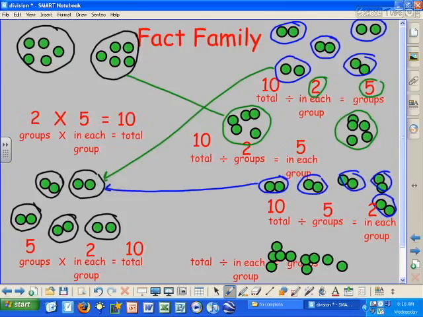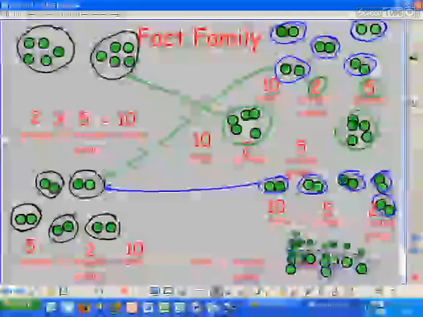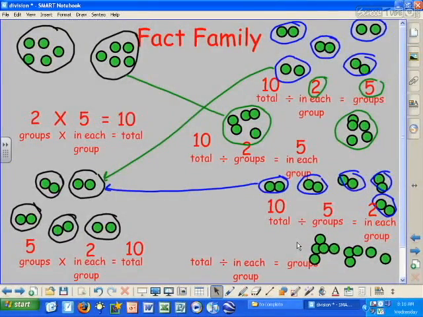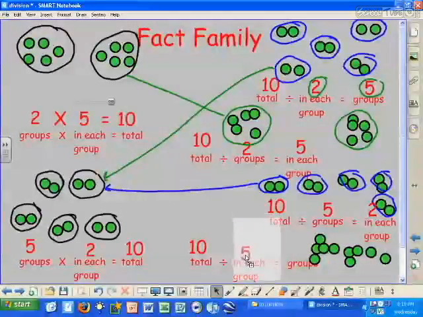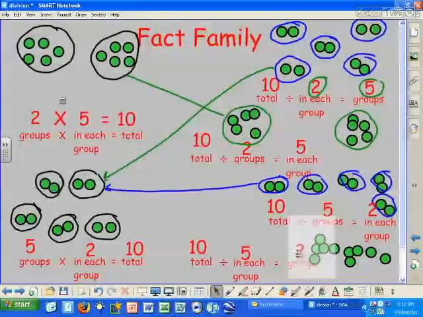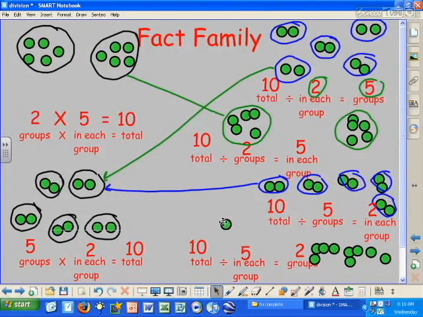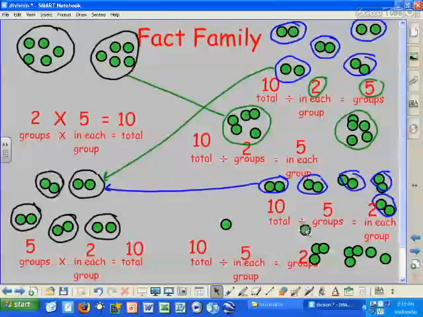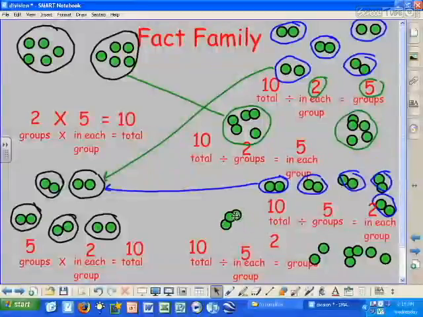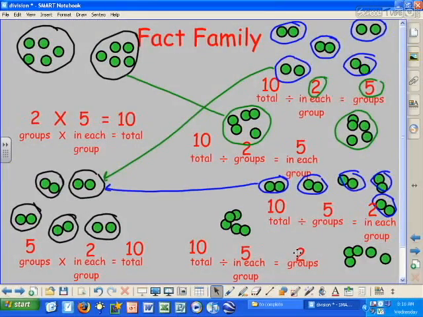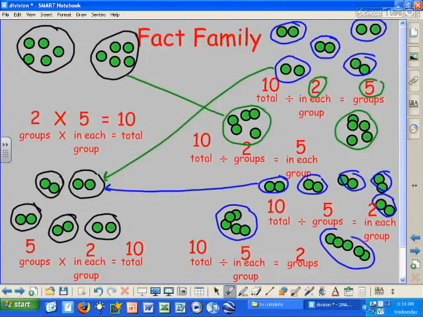5 groups of 2. And then the last example, we're going to still do that same division problem, but now we're going to change it to 10 total, 5 in each group equals 2 groups. So we need 5 in each group. One, two, three, four, five. One, two, three, four, five. So now we have five in each group, two groups, and again it looks like this one. Five in each group, two groups of five.